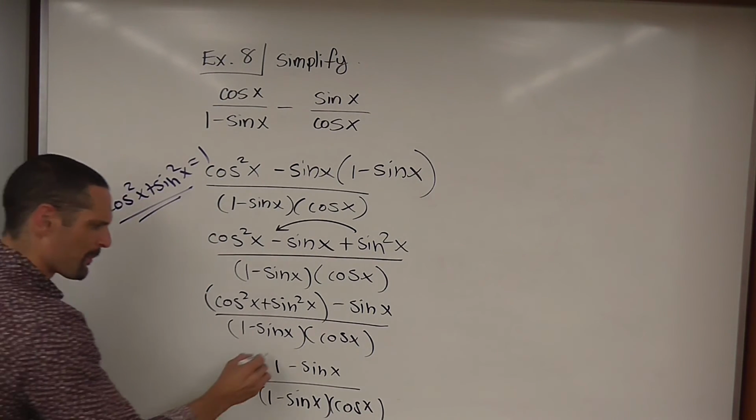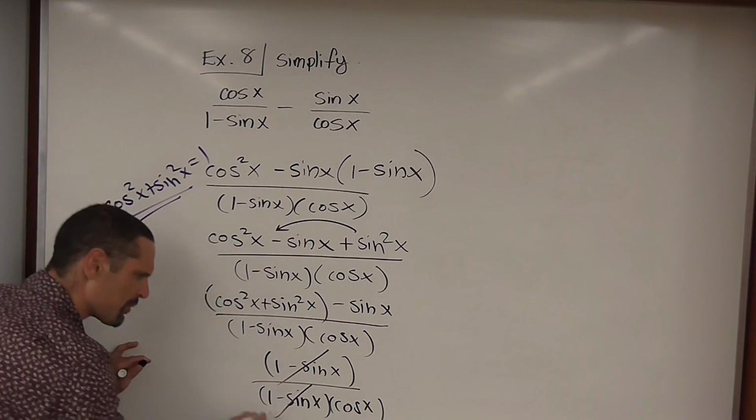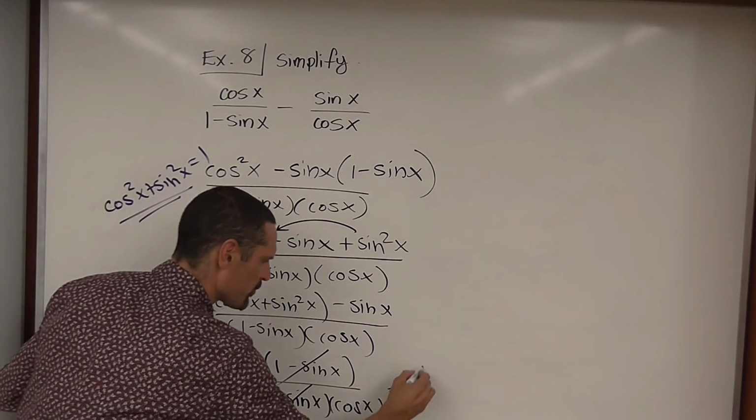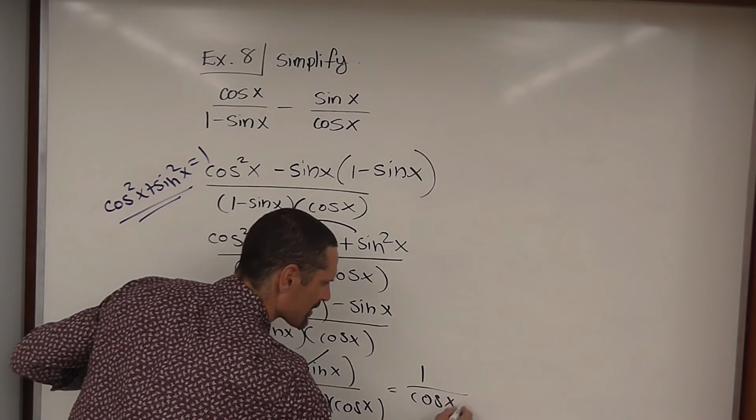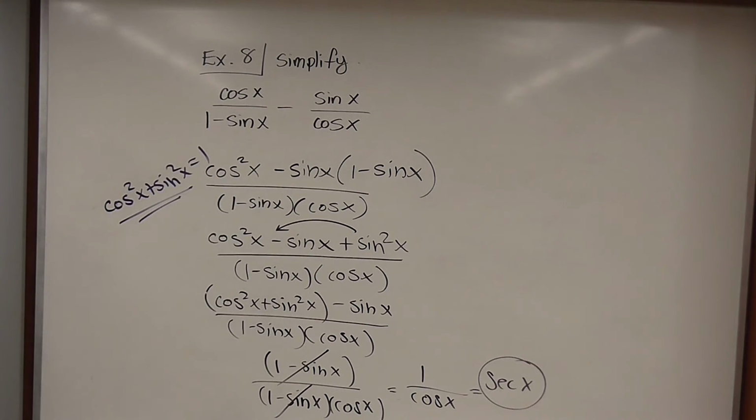Now take a look here. If we consider this one term, one term cancels with one term, which will leave us with 1 over cosine x, which of course is secant x. And there it is, simplified.